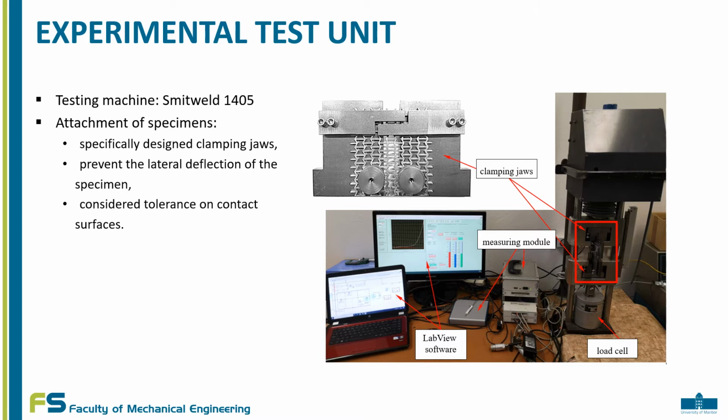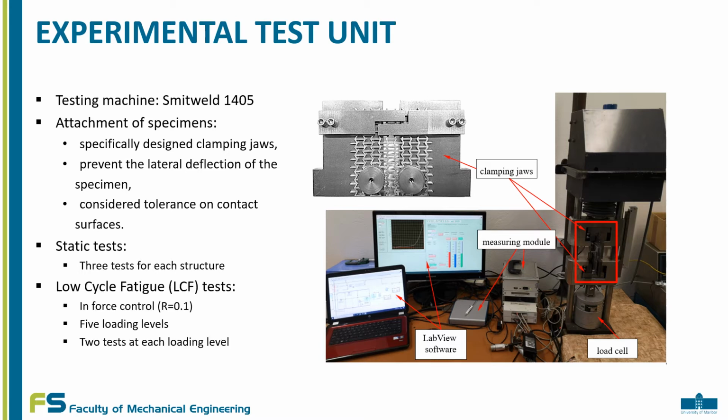In the scope of the experimental testing, we first performed three static tests for each structure to determine the static curve. After static tests, we performed low cycle fatigue tests. The fatigue tests were performed in load control at a load ratio of 0.1 in tension. We selected 5 loading levels and performed at least 2 tests at each loading level.